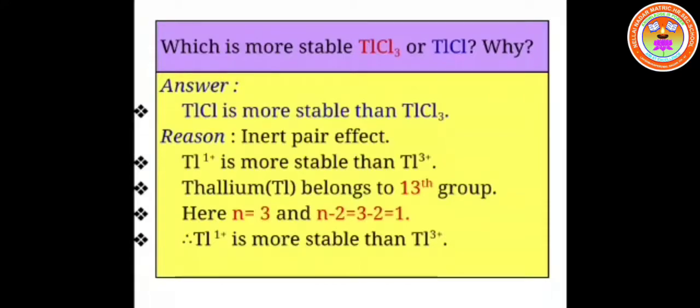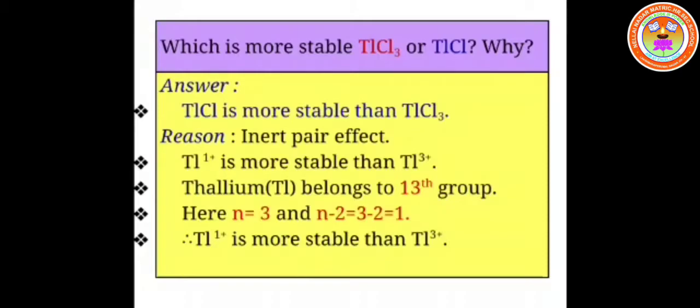So the first consequence of the inert pair effect is the stability of thallium monochloride over thallium trichloride. Which is more stable, TlCl3, thallium trichloride, or TlCl, thallium monochloride? Why? The answer is that thallium monochloride is more stable than thallium trichloride. TlCl is more stable than TlCl3, and the reason is the inert pair effect. In TlCl, the oxidation number for thallium is +1. In TlCl3, the oxidation number of thallium is +3.